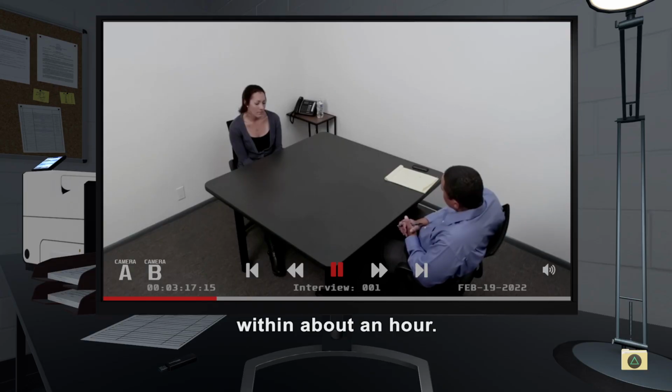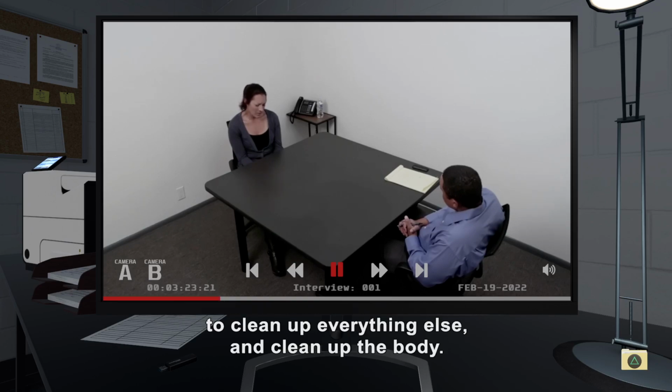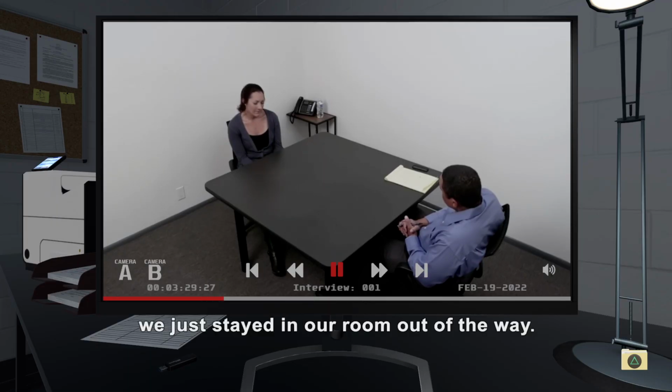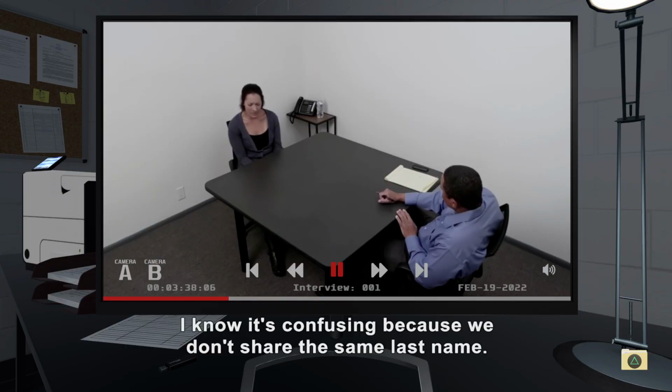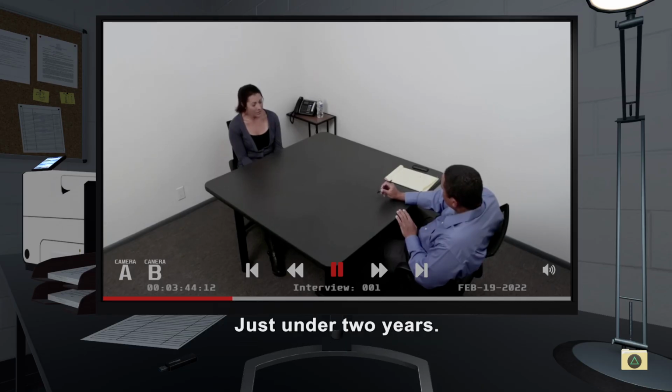In an hour? There were all these other people that came in to clean up everything else, clean up the body. Okay. Elliot and I stayed in our room, out of the way. And just for the record, Elliot's your husband, right? Yeah. I know it's confusing because we don't share the same last name. Elliot Jordan. And how long have the two of you been married? Just under 2 years.